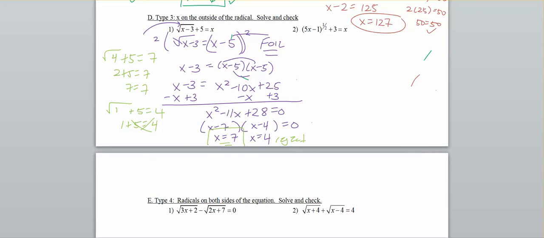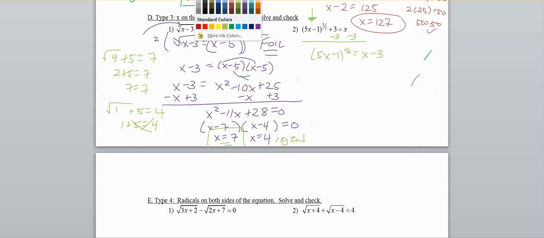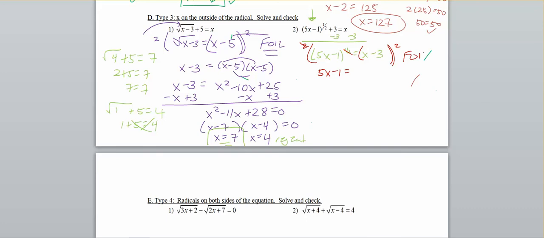All right, let's look at number 2. Again, the first step is to always isolate. So I need to get that by itself by subtracting 3 from both sides. I have 5x minus 1 to the 1/2 power is equal to x minus 3. Well, if I raise the 1/2 power to the reciprocal power, the reciprocal is going to be 2 over 1, which is really just going to be squared. So if I take this and square it, the squared and the 1/2 will go away, but I've got to be careful again. I have to FOIL x minus 3, meaning I need to do x minus 3 times x minus 3. So if I FOIL that out, I would get x squared minus 6x plus 9.